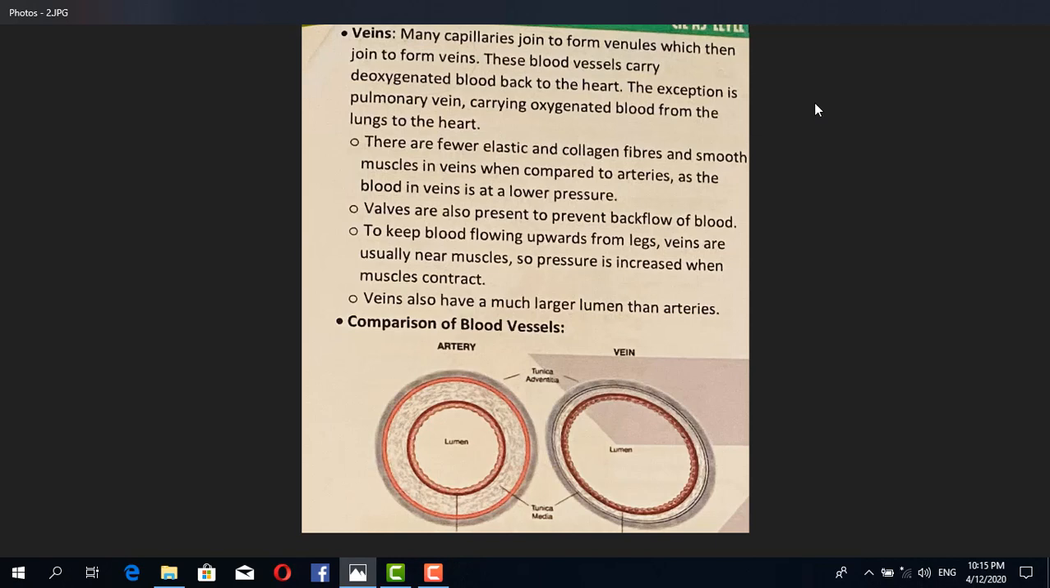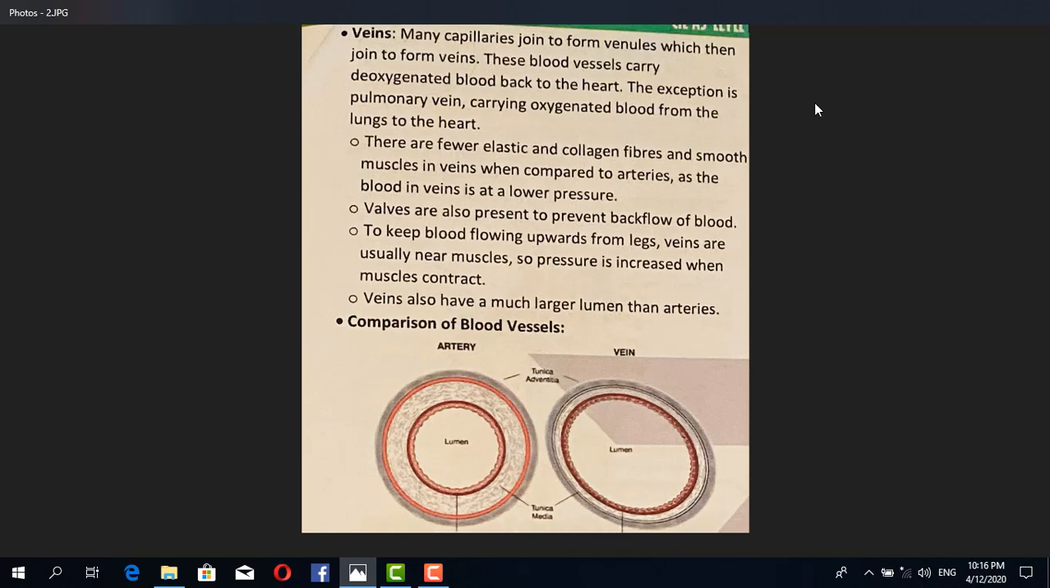So the second differentiation between the arteries and the veins is that arteries in general carry oxygenated blood, with one exception, the pulmonary artery, which carries deoxygenated blood to the lungs. And as for the veins, in general they carry deoxygenated blood back to the heart, with one exception, which is the pulmonary vein. The pulmonary vein carries oxygenated blood, meaning blood filled with oxygen from the lungs to the heart.